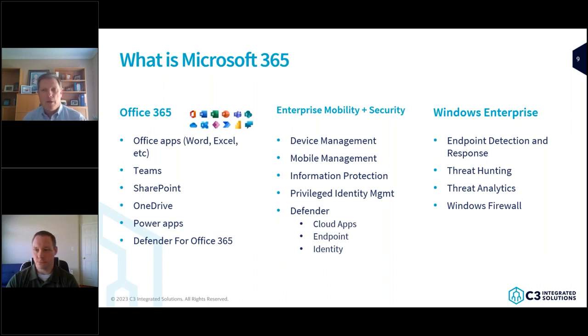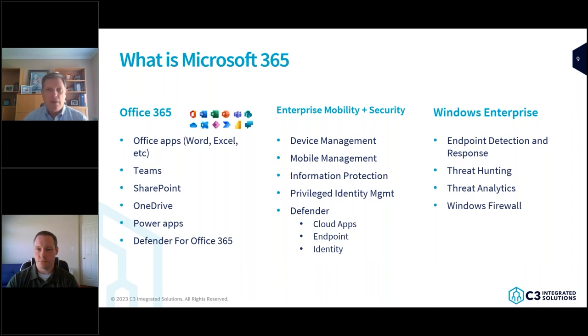Next, we layer on what's predominantly the security stack on top of Office 365, which originally was known as Enterprise Mobility and Security. That term is still used when we start breaking down the licensing. And that includes the capabilities around device and mobile management, things like Intune, information protection, privileged identity management, as well as the Defender series for cloud apps, endpoint, identity, that whole family of capabilities.